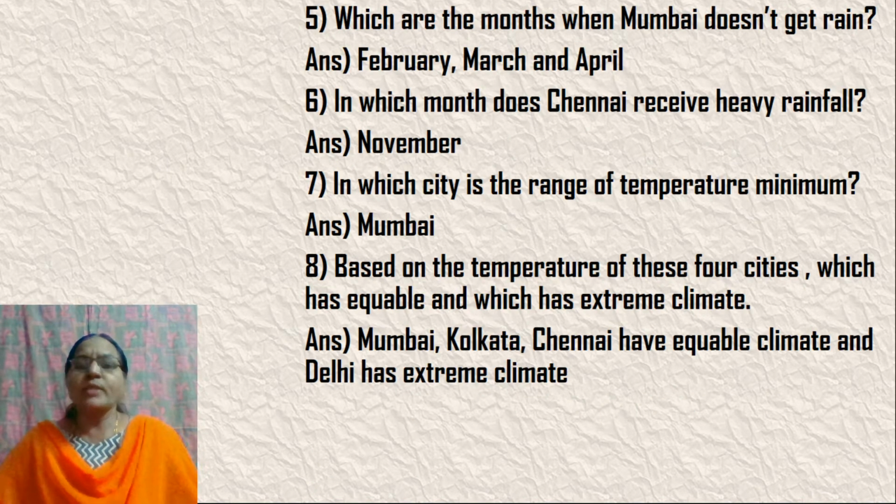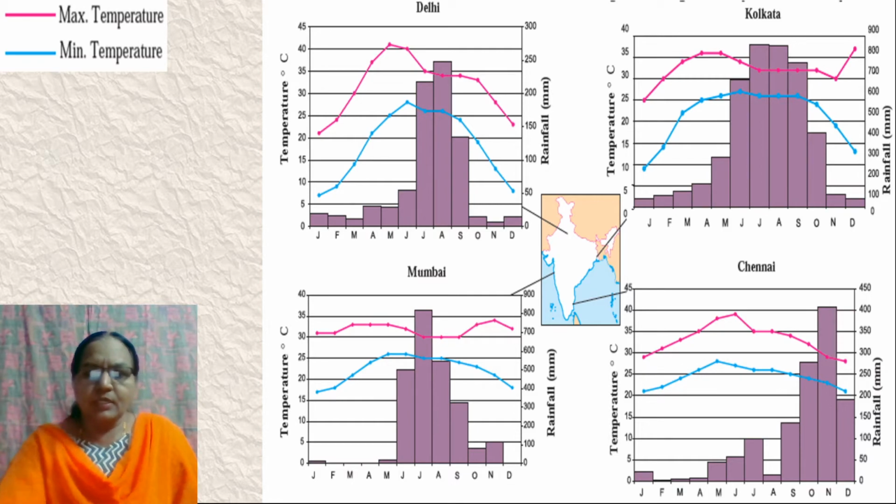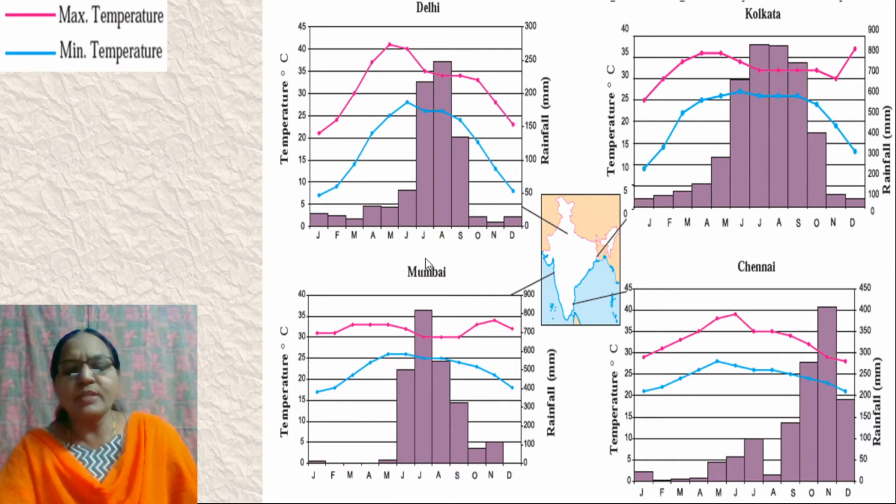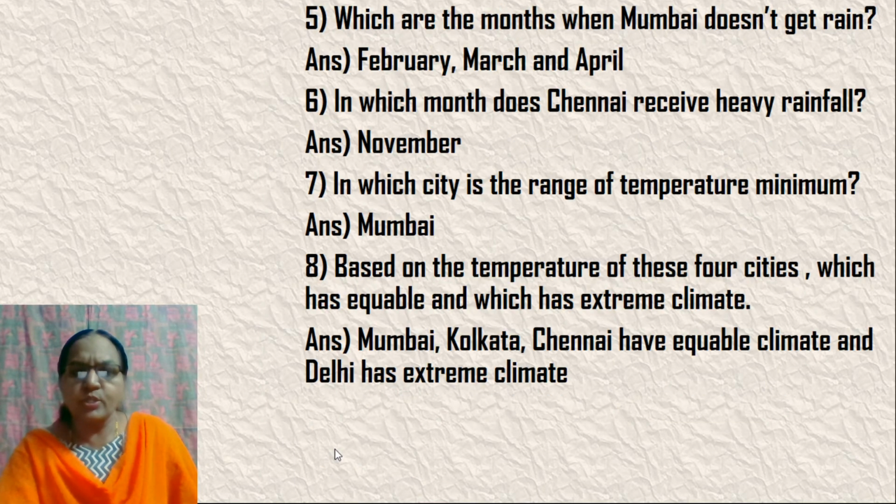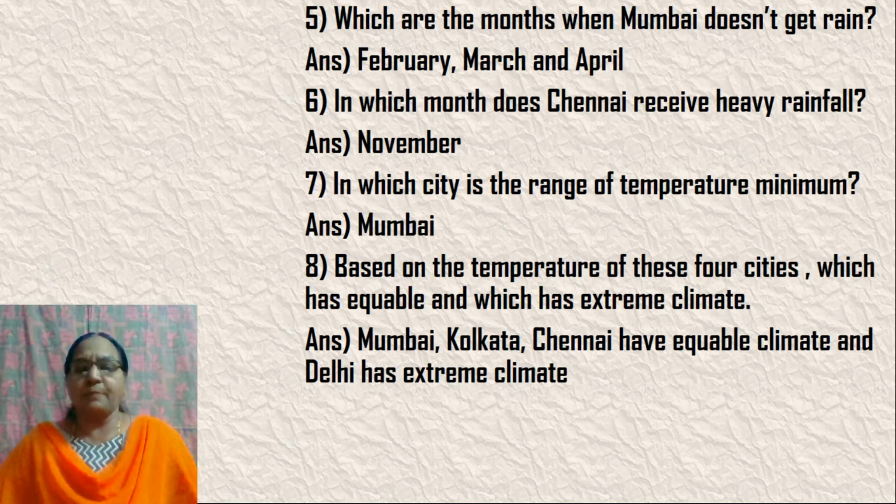Next one. Which are the months when Mumbai doesn't get rain? So look at this. In your exam, children, you may get just one of the four. I'll give you only one. I may give you only one city. I may not give you all the four cities together. So in Mumbai, you find it doesn't rain in the months of February, March, and April. See, there is no histogram pertaining to the amount of rainfall. So which are the months when Mumbai doesn't get rain? It is in February, March, and April.